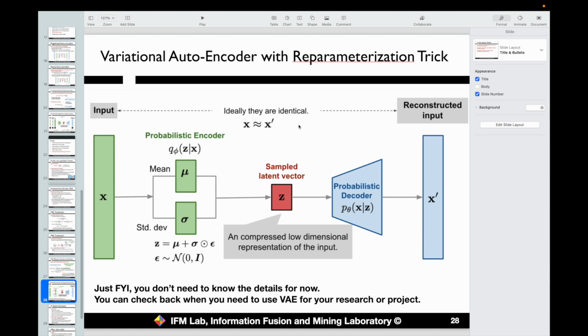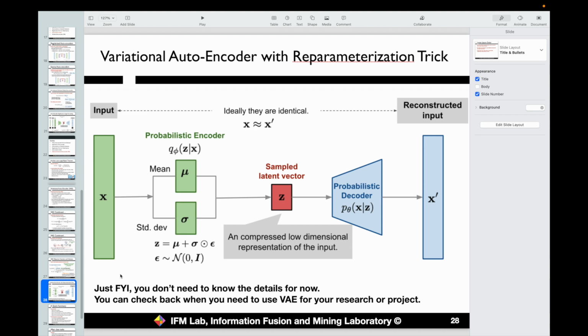So you can see why this architecture is also called the autoencoder, even though it's not based on deep learning anymore. It's a pure probabilistic model instead. But the general architecture is very similar to the autoencoder model. We have both the encoder and decoder, even though they are all based on probabilistic models instead. So this part is very complicated, I think, for you, right? And I added them to the slides just for your information. You don't need to know the details for now, and you can check it back when you need to use the Variational Autoencoder for your research or projects later afterwards.